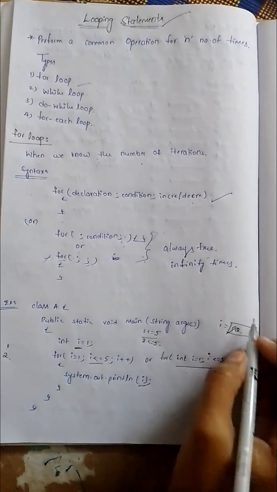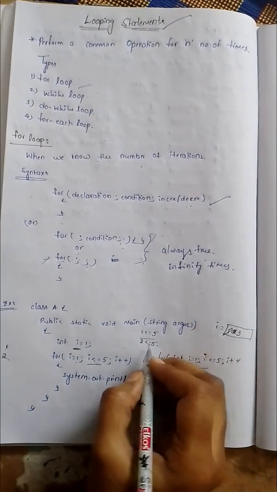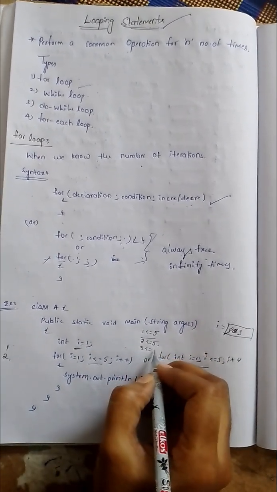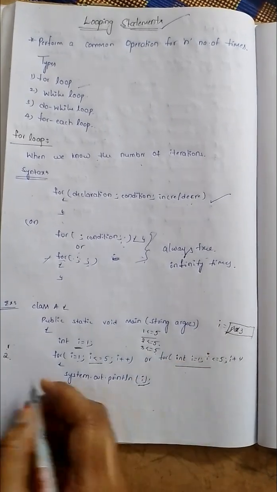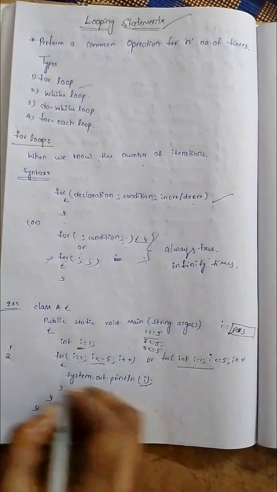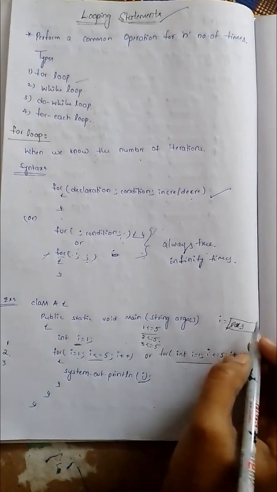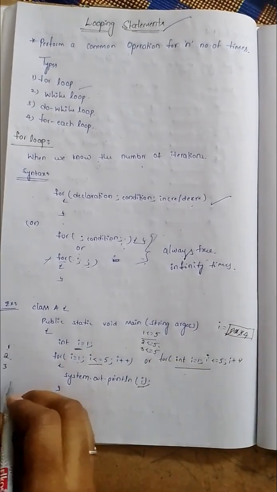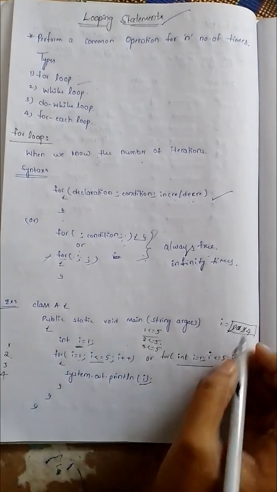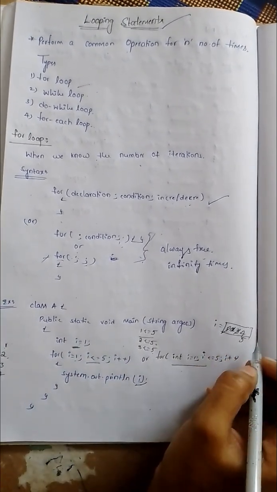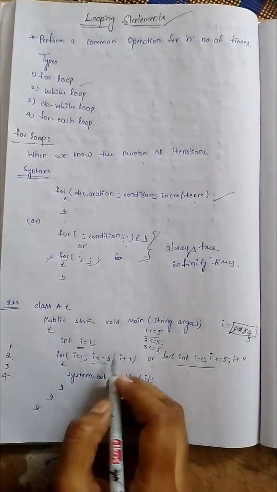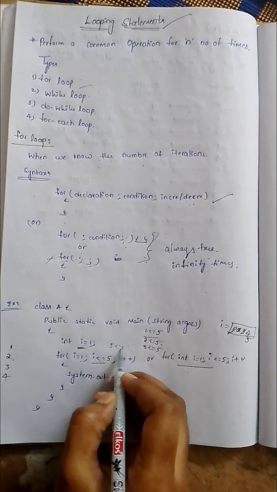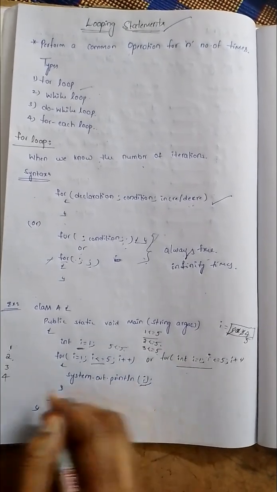And I value increased to 3. And again checks the condition: 3 less than or equal to 5. Condition is true, and print I value 3. And now I value increased to 4. Condition is true, and print 4. And now I value increased to 5. Condition is true, 5 less than or equal to 5, and print I value 5.